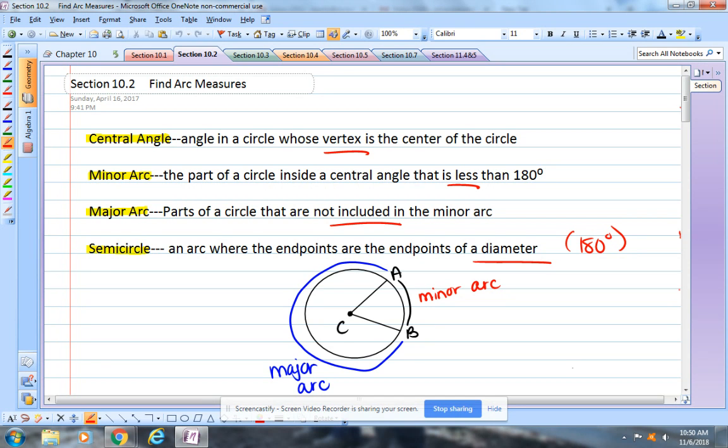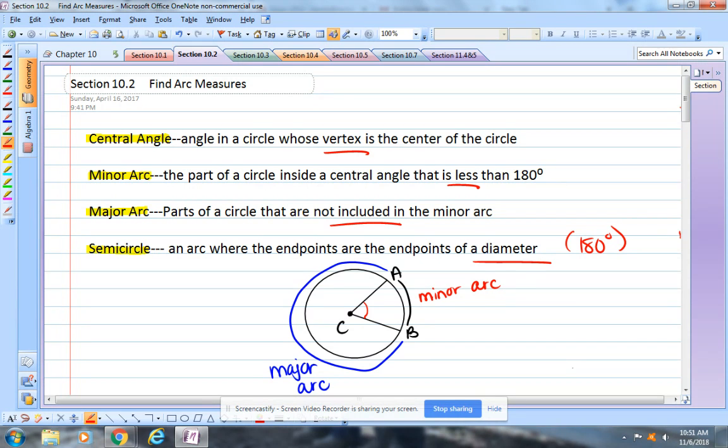Section 10.2 in this circle unit will be dealing with finding arc measures. Before we can understand what an arc is, we first need to talk about a central angle. A central angle is an angle inside a circle where the vertex is the center of the circle. In this picture, this is the central angle. These two radii, AC and CB, have a vertex at point C. It has to be at the center point, not just any point in the circle.